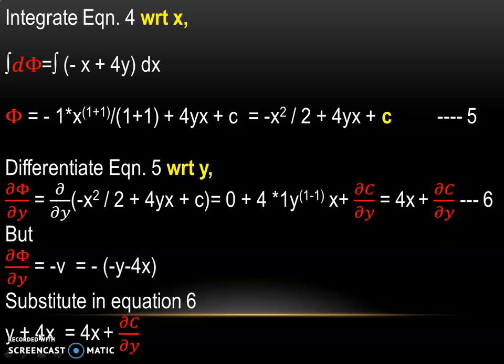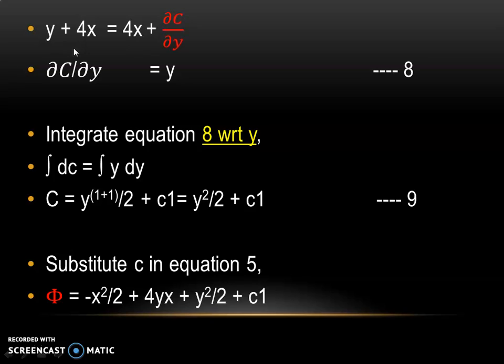So we get y plus 4x is equal to the right hand side of equation 6, that is 4x plus ∂c/∂y. After rewriting the equation, we get ∂c/∂y equal to y. Now we integrate equation 8 with respect to y. So integration of dc is equal to integration of y dy. So c is equal to y raised to 1 plus 1 divided by 2 plus c1, which is the constant. Finally we get y square by 2 plus c1, and this will be equation number 9.